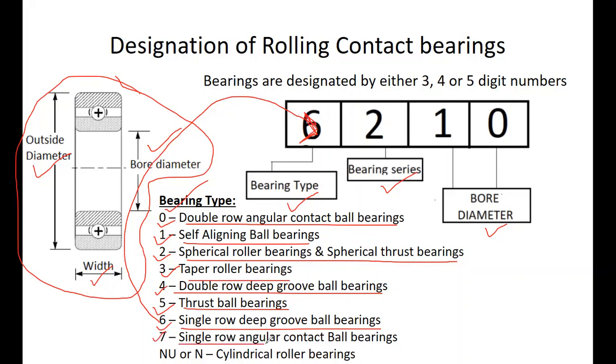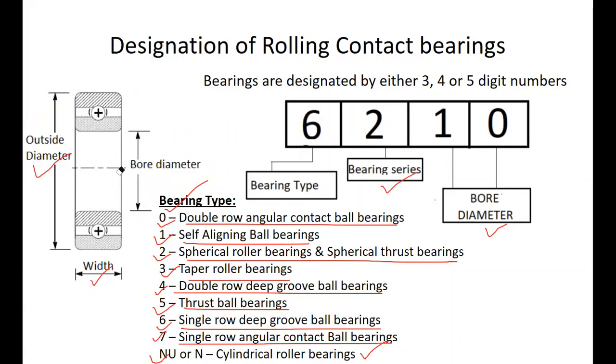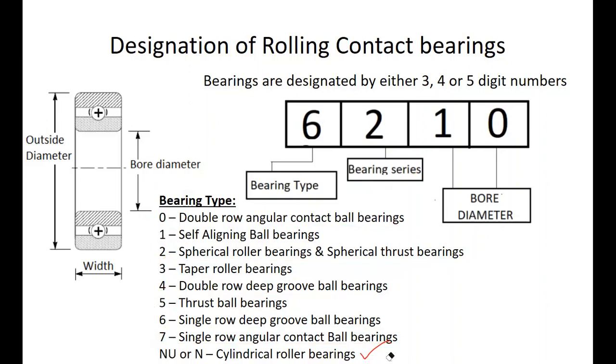7 indicates single row angular contact bearings, and NU or N indicates cylindrical roller bearings. So the first digit in the bearing designation indicates the bearing type. Since here it is written 6, we are talking about a single row deep groove ball bearing.